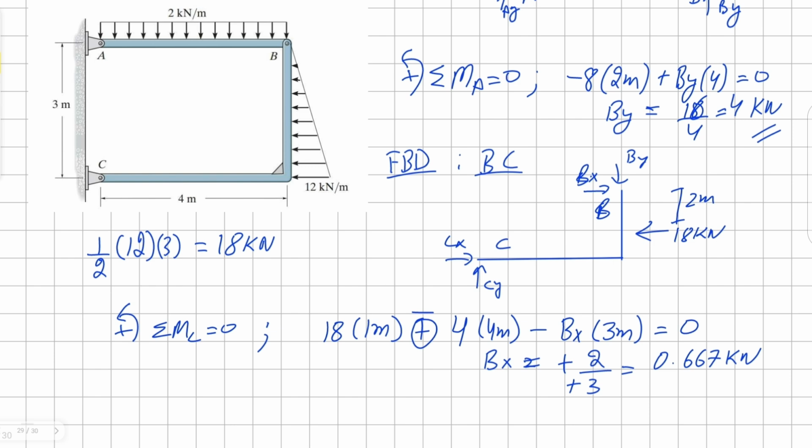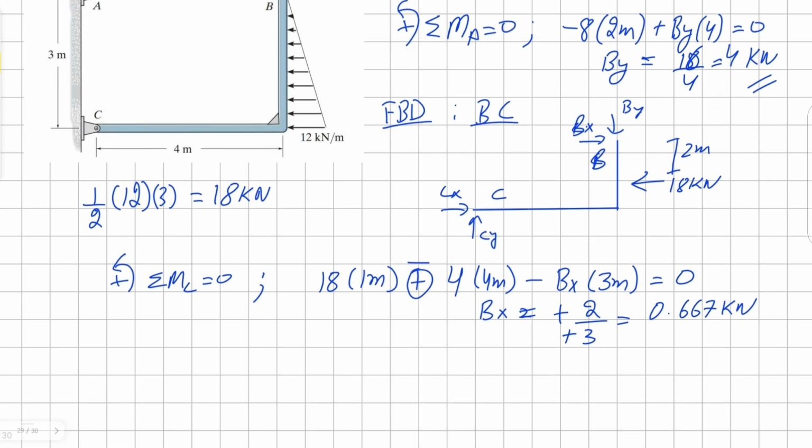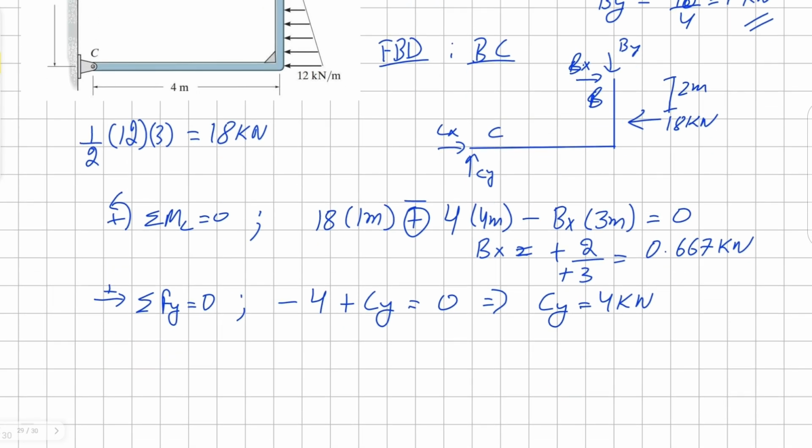Now that we have horizontal and vertical components for B, we can solve for our horizontal and vertical components at C. Let's sum the forces in y direction. For C, we have negative By, and that is the only other direction other than Cy. Therefore, our Cy is going to be positive 4 kilonewton.